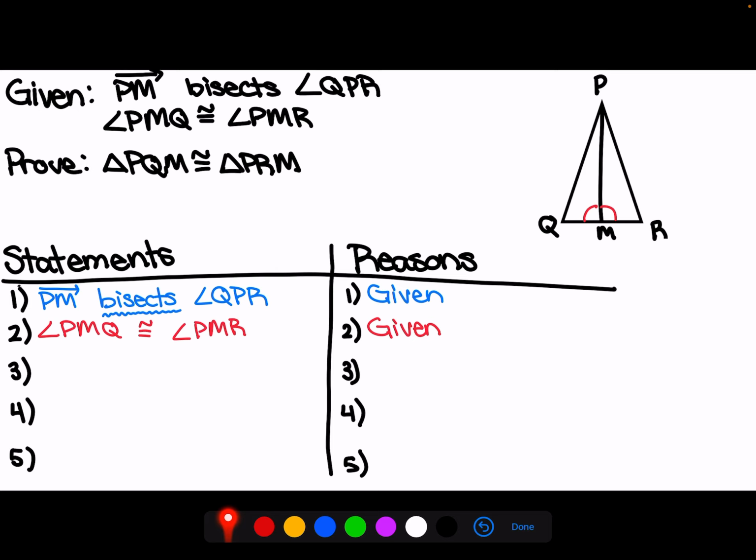Which one is which? Well, statement number 2, these 2 angles being congruent, that's not going to allow me to do anything else with this proof. That just allows me to say, hey, these 2 angles are congruent now. I can't move further with that info.